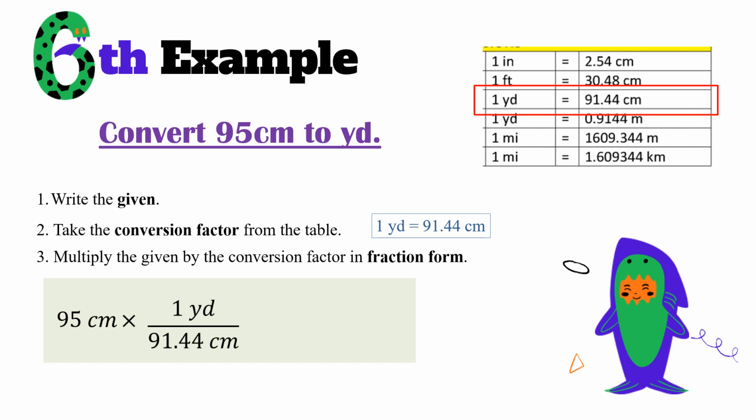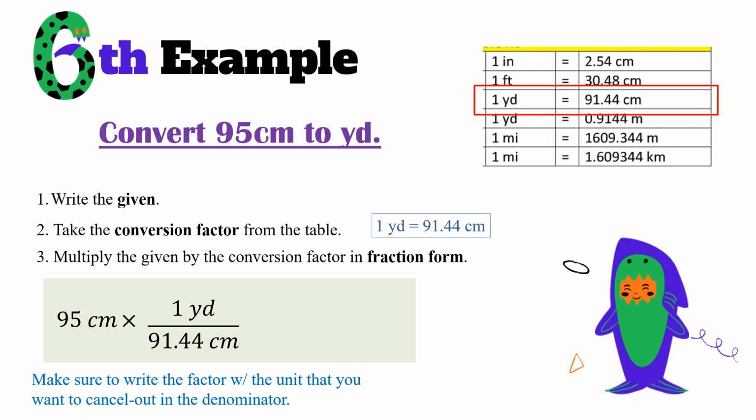Okay. So again, make sure to write the factor with the unit that you want to cancel out in the denominator. So in this case, we want to cancel out centimeter since we are looking for the conversion into yards. So cm will cancel out, you will be left with yard. And then perform the operation 95 times 1 divided by 91.44, you will get 1.04 yards.